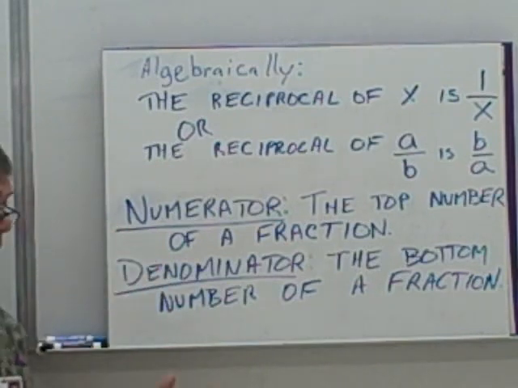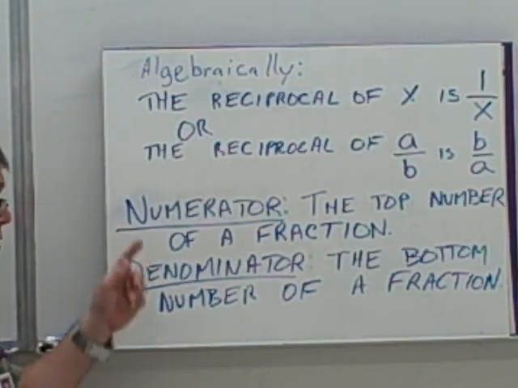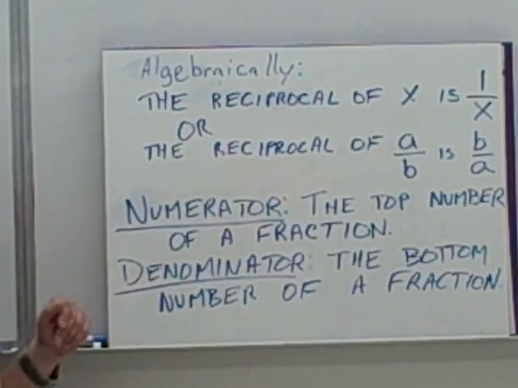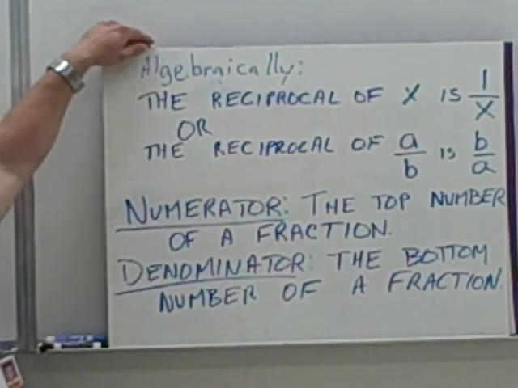Numerator. Hopefully we all know what a numerator and denominator is. The numerator is the top number of a fraction. The denominator is the bottom number of a fraction.